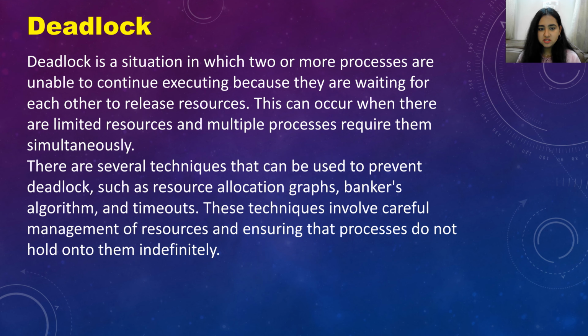Deadlock. Deadlock is a situation in which two or more processes are unable to continue executing because they are waiting for each other to release resources. This can occur when there are limited resources and multiple processes require them simultaneously. There are several techniques that can be used to prevent deadlocks, such as resource allocation graphs, Banker's algorithm, and timeout. These techniques involve careful management of resources and ensuring that processes do not hold onto them indefinitely.